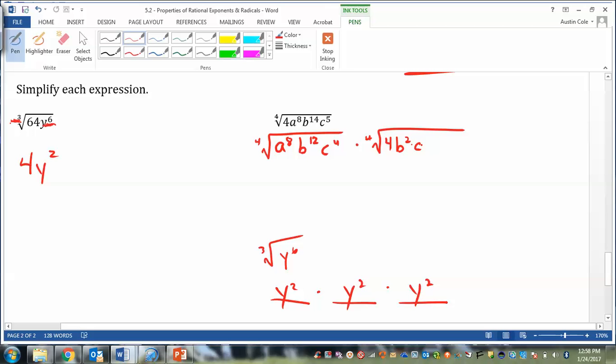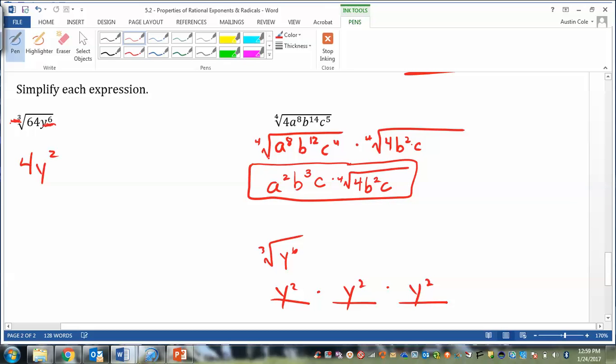So what this allows me to do is to simplify the things that can be simplified. So the 4th root of a to the 8th is a squared. Essentially, like Cole said, we're dividing. The 4th root of b to the 12th is going to be b cubed, and I will have c times the fourth root of, again, this is all my leftovers so I can't do anything with that, 4b squared c. So break it up into perfect fourth roots and leftovers, and we can simplify our perfect fourth roots.